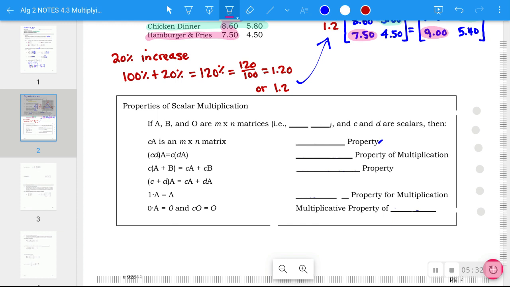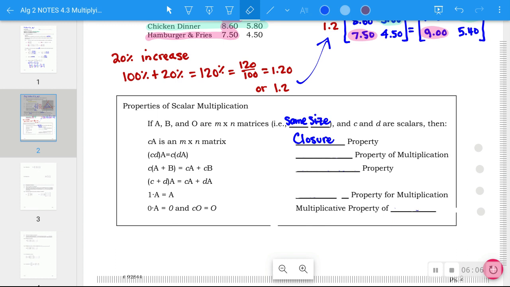Okay, the properties of scalar multiplication. If you have matrices A, B, and O that are m by n matrices, in other words, they're the same size, so they might all be 3 by 2 matrices or 2 by 4 matrices. And then you have C and D representing in this little box scalars, like maybe 6 or 1/2. Then if you multiply C times A, you get another m by n matrix. It's called the closure property. I usually don't require students to know that one.